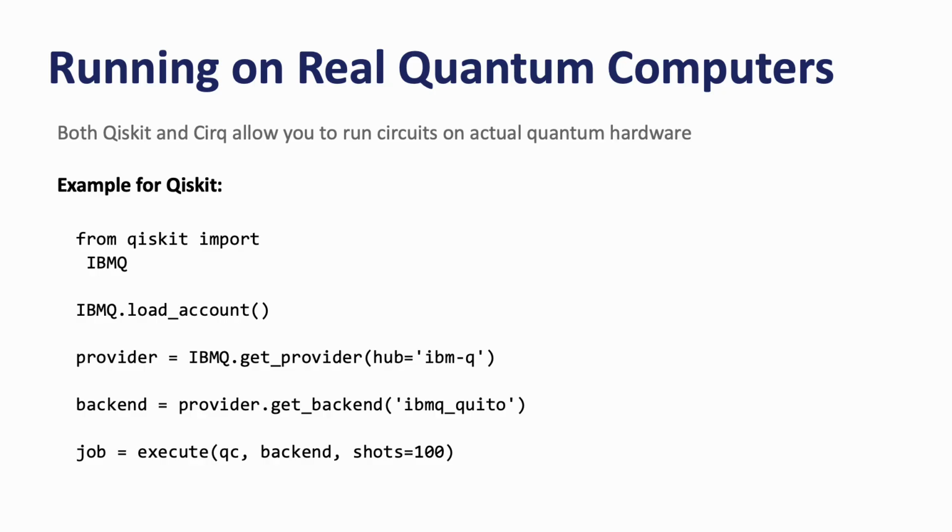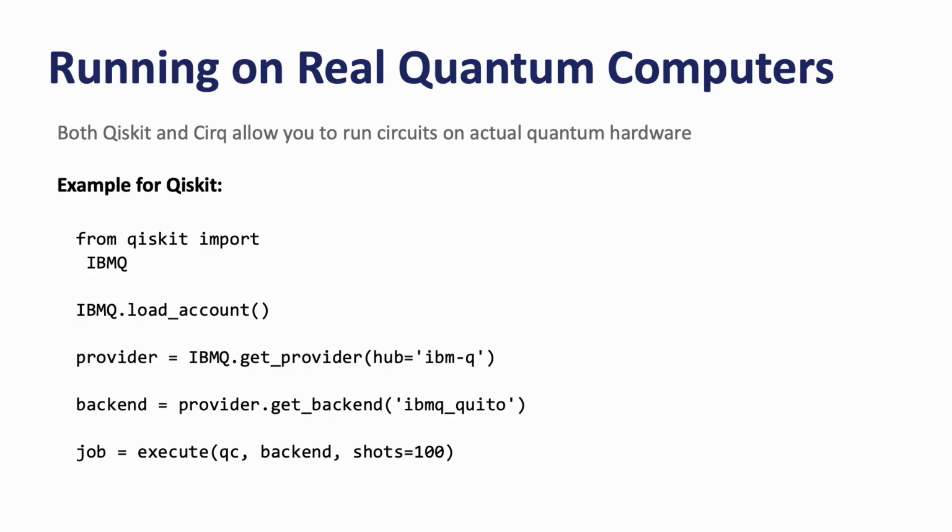The process is straightforward. In Qiskit, you authenticate your account with IBM using their cloud credentials. Once authenticated, you can access different quantum backends. You can list the available quantum computers and choose which one you want to use. You then execute your circuit on the backend just like you would with a simulator, with one key difference. Instead of getting immediate results, you get a job that's queued to run on the actual quantum computer.